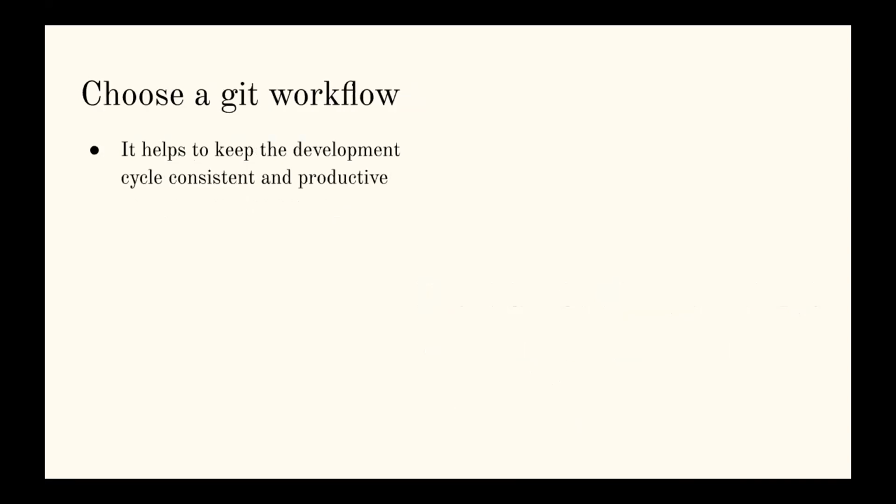And then the next one would be choosing a Git workflow. A workflow is a kind of recipe for consistent and productive use of Git. There are various types of Git workflows. For example, basic. Basic means you don't have any complex workflow. You just work on master and you push your code and merge with master.